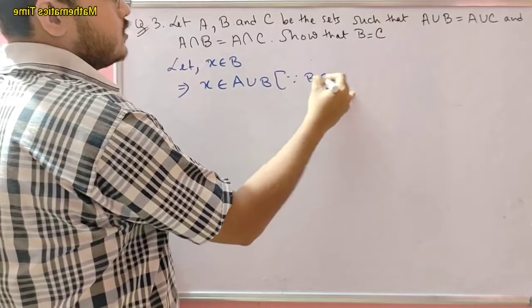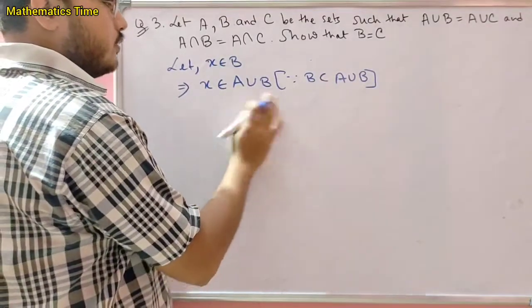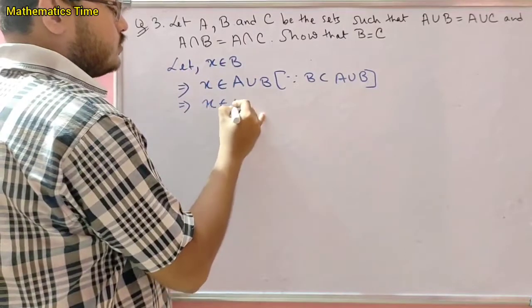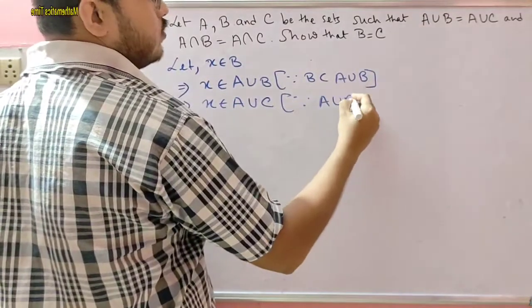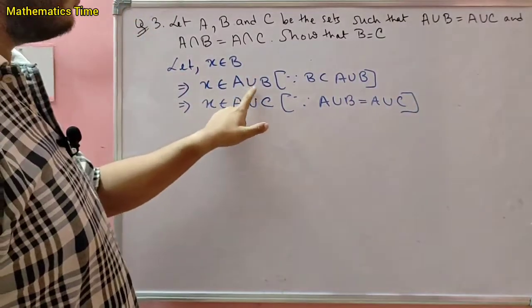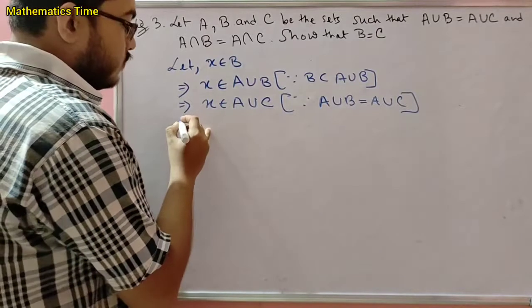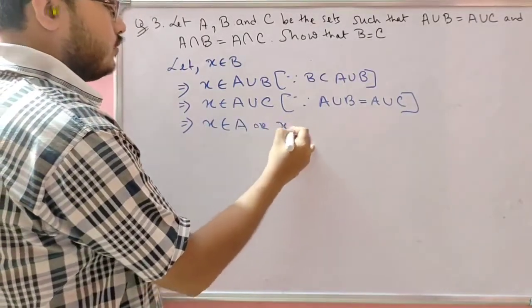Since B is a subset of A union B, by definition X is an element of A union B. Now X belongs to A union C also. Why? Since given A union B equal to A union C, we are just writing A union C in place of A union B. Now what does that mean? It means X belongs to A or X belongs to C.